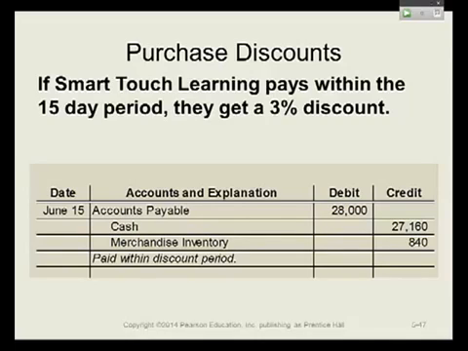28, right. So if you don't take the discount, you would still debit accounts payable. So you still debit accounts payable for 28, and you credit cash for 28. So that's if. Didn't happen here, but if the discount is not taken.